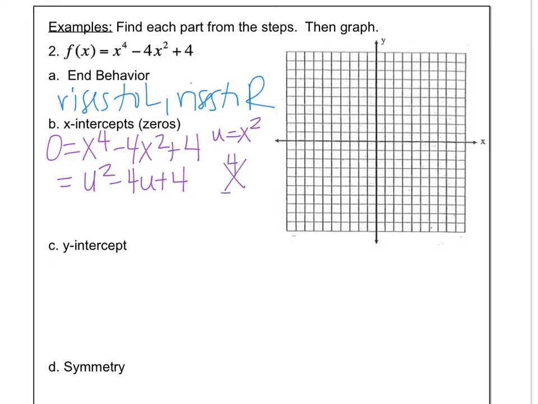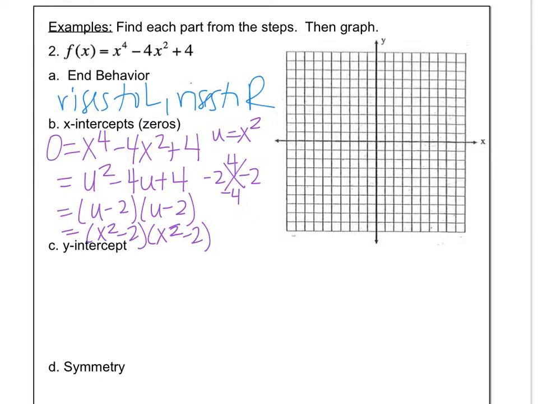Factors of 4 that add to -4. -2 and -2 to get positive 4. They're both negative. u minus 2, u minus 2. So we're going to get x squared minus 2 times x squared minus 2. So I only need to solve one of those, right? x squared minus 2 equals 0. x squared equals 2, and take the square root.